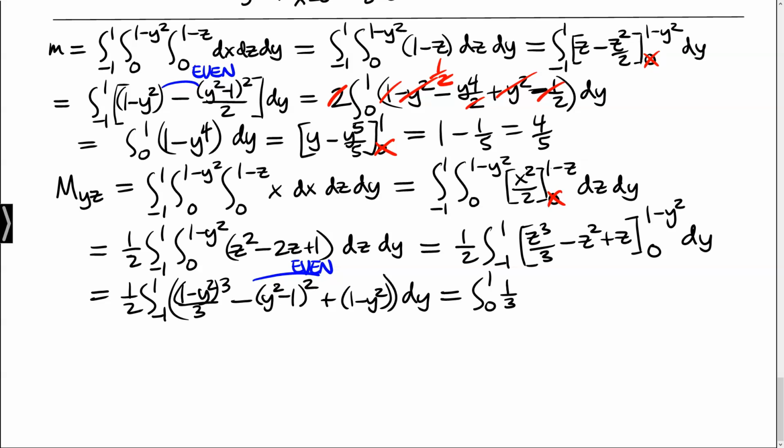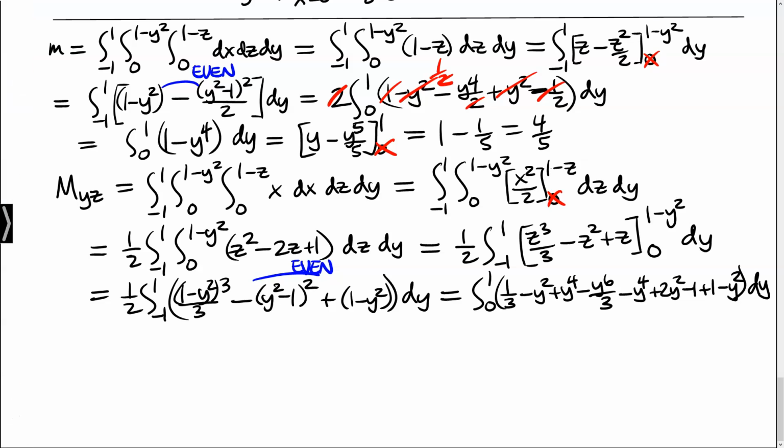minus 3y squared over 3, so minus y squared, plus 3y to the 4th over 3, so plus y to the 4th, and then minus y to the 6th over 3, and then minus, we got the y squared minus 1 squared, so minus y to the 4th, plus 2y squared minus 1, plus 1, minus y squared. Okay, what a mess. But again, this is the best way out of the three.